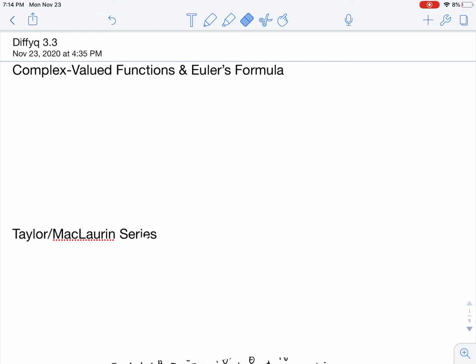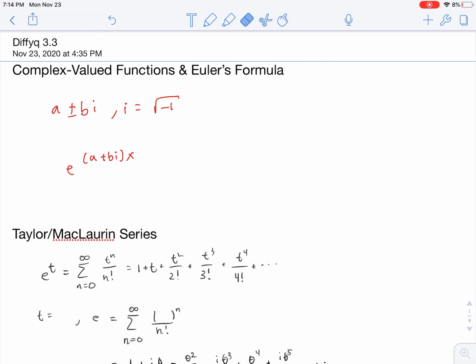Hey everyone, welcome back to section 3.3, and now I'll be going over complex valued functions and Euler's formula. So let's just begin with the form of the root, which is going to be in the form a plus or minus bi, where i is equal to the square root of -1. And just plugging this into the exponential form, it's going to be e to the quantity a plus bi times x. And then from this, we will move into Taylor-Maclaurin series.